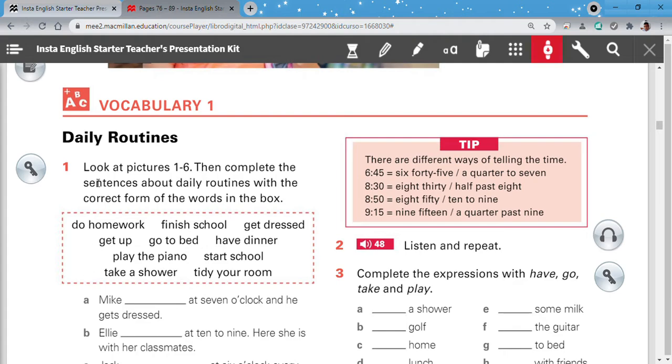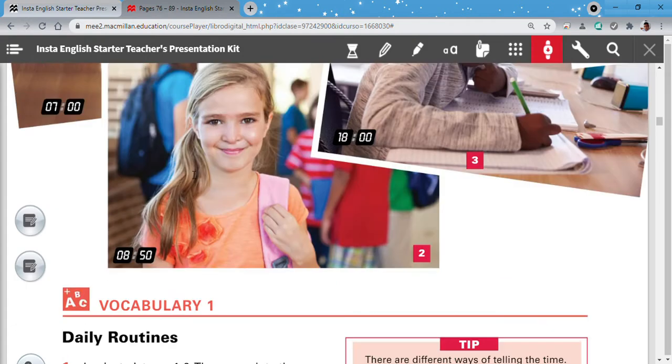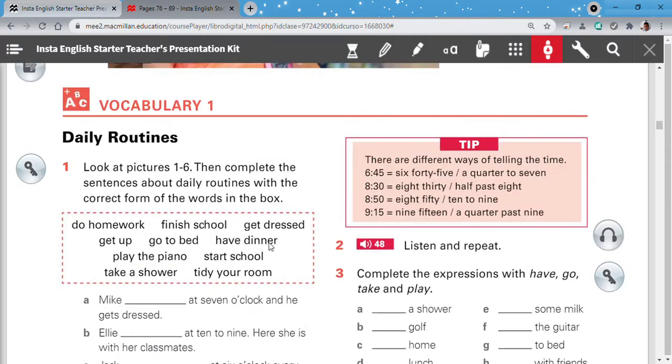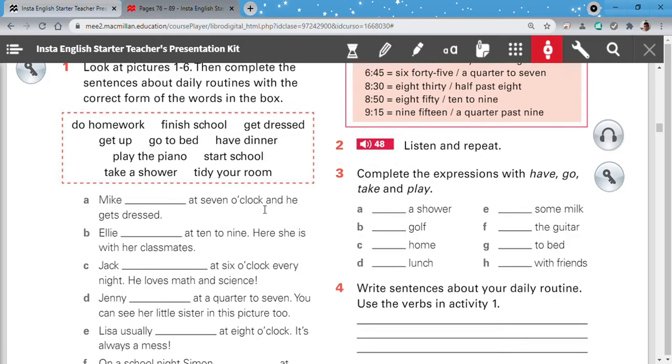Now, number 1, look at the pictures 1 to 6. Okay, these are the pictures 1 to 6. Then complete the sentences about daily routines with the correct form of the verb in the box. Now, let's practice. You are going to listen and repeat.